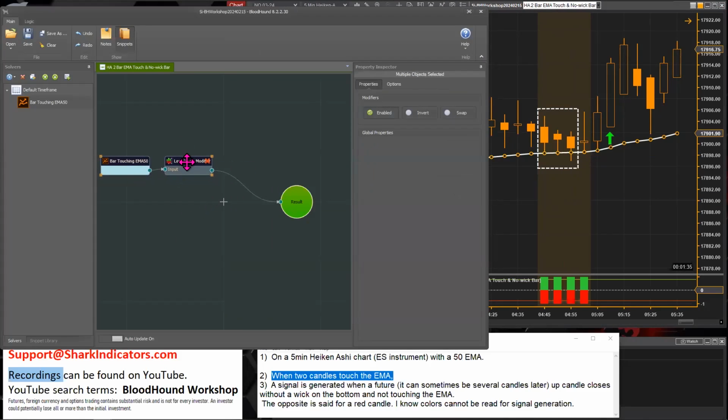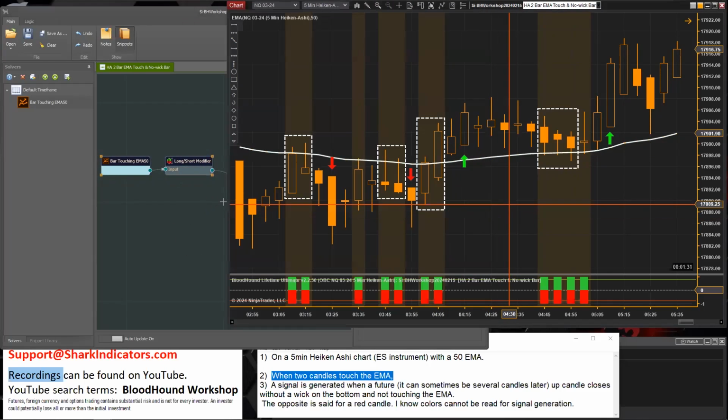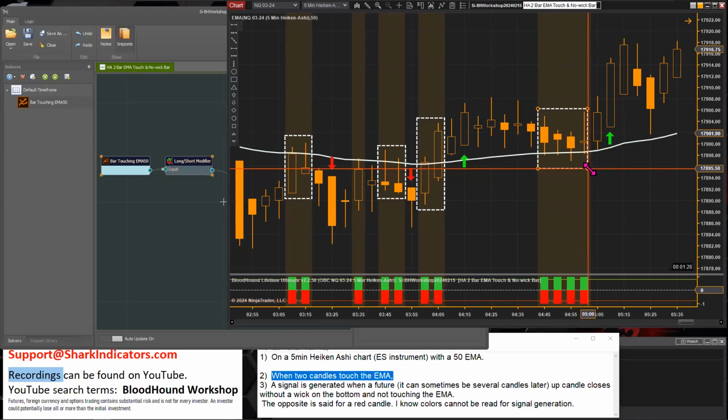All right, let's move that off to the side. So now we need, actually, look at this. There we go. See, BloodHound's a lot better at identifying things than us humans are. So I actually missed that one bar there because that wick was just barely touching the EMA. So there we go. Got that corrected.